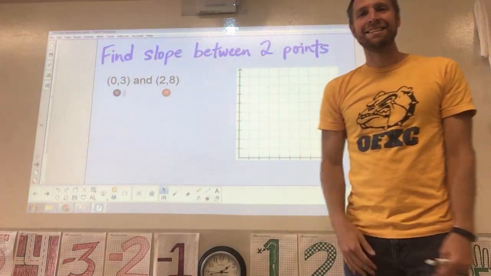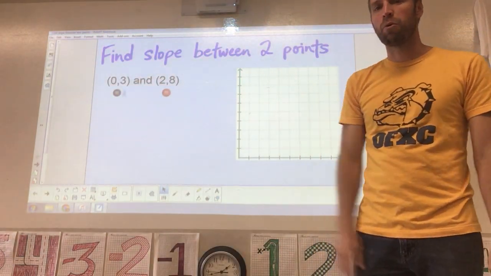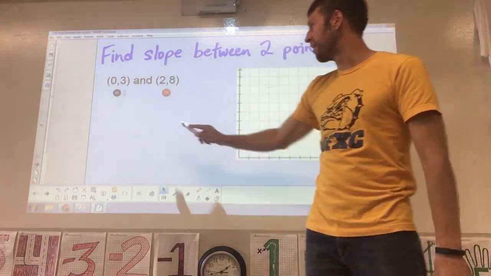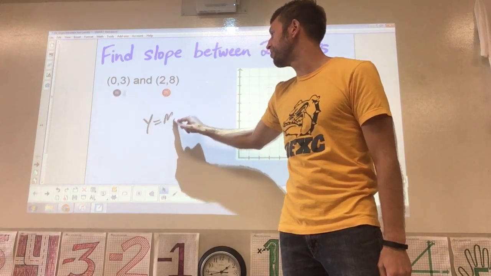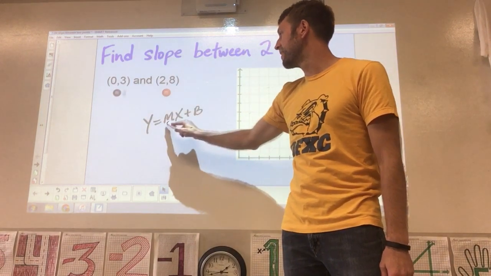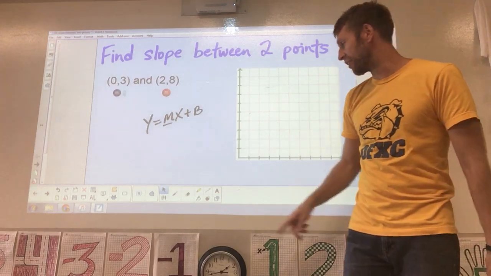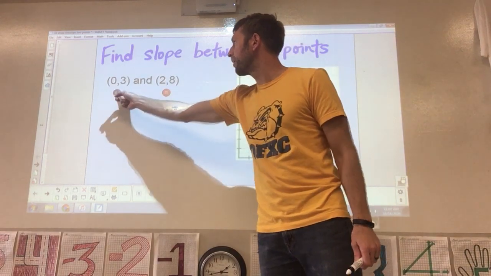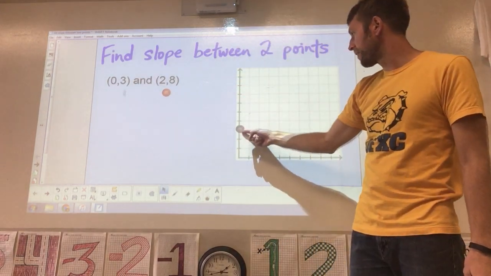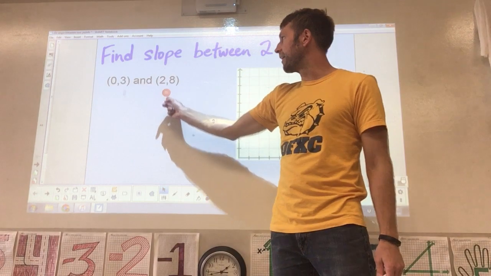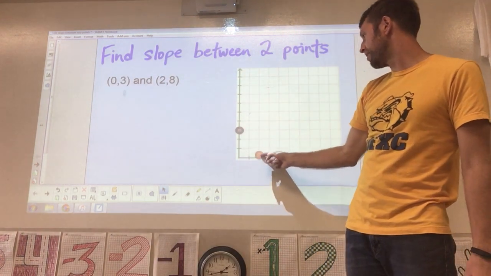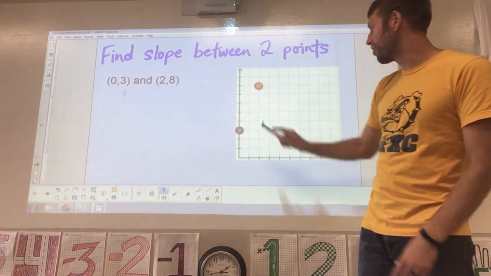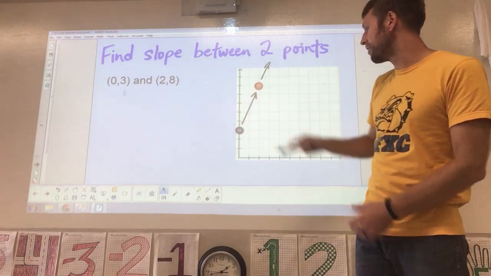What's going on, everybody? Today we are finding the slope between 2 points. I like to use M&Ms when I do this as a visual because when we eventually plug in slope into the equation, we're going to use y equals mx plus b, and slope is that letter M right there. So I'm going to use the M&Ms as a visual here and get the idea of plugging in 0, 3 and seeing 0, 3 on a graph, and then going ahead and take 2, 8. And we can see that we have a positive slope that we should get in between our 2 points.